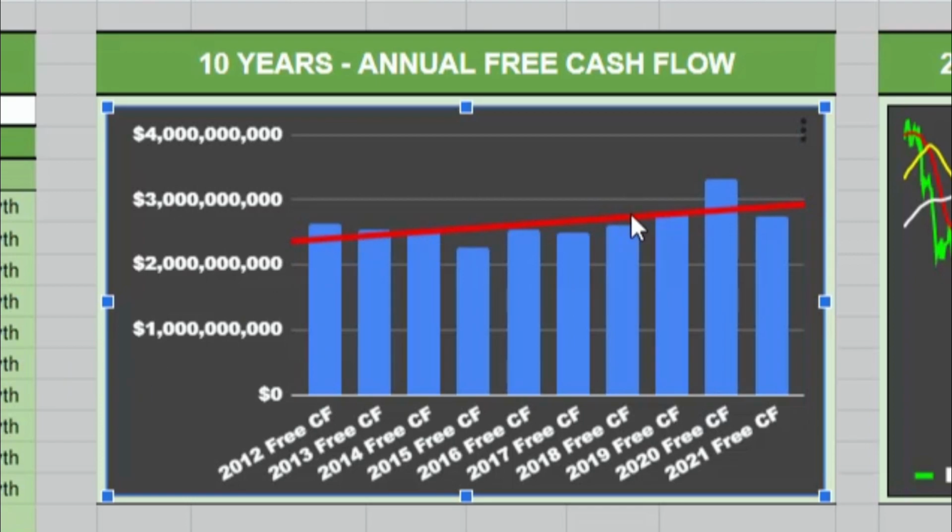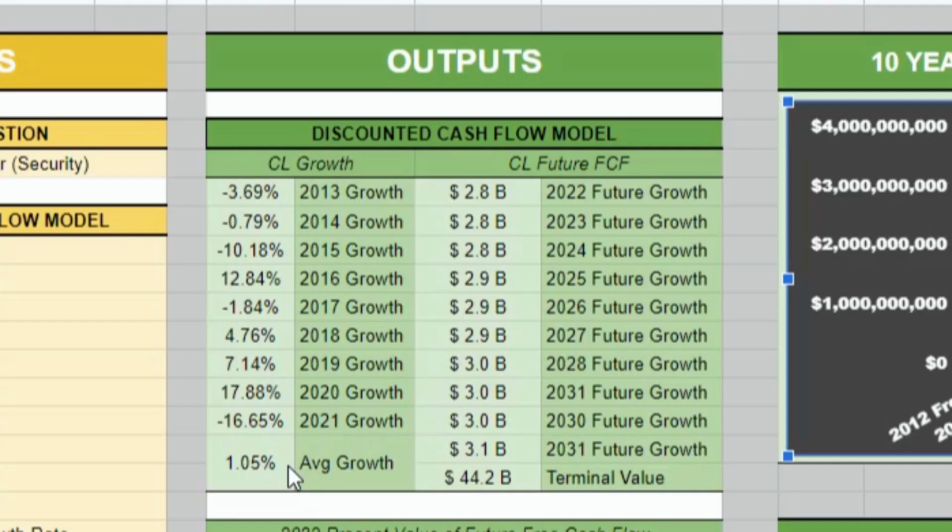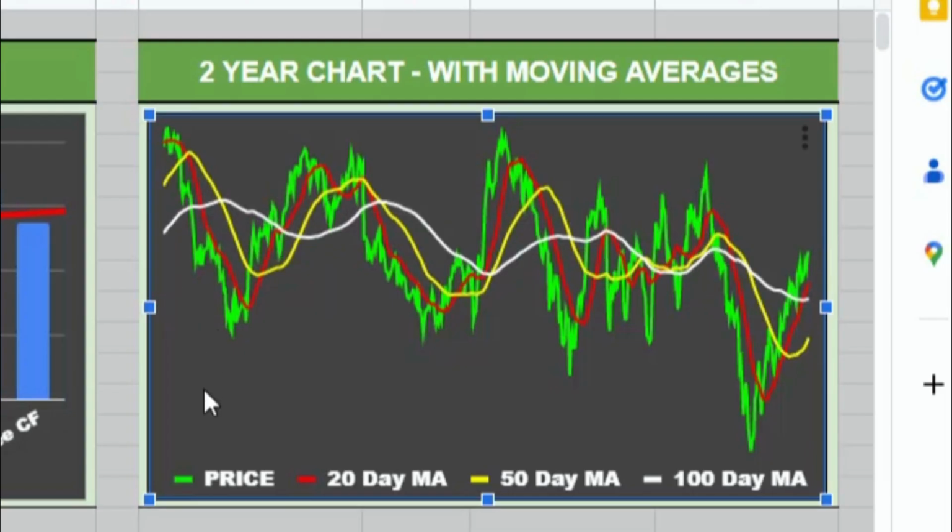What does this trend line mean? Well, this basically means, and we'll go over this, there's been an average growth of about 1.05% annually for the free cash flow. Over here is our 2-year price history chart. You can see Colgate Palmolive is trending downward on price over the past 2 years, and we have the 20-day, 50-day, and 100-day moving averages to compare with the current price.